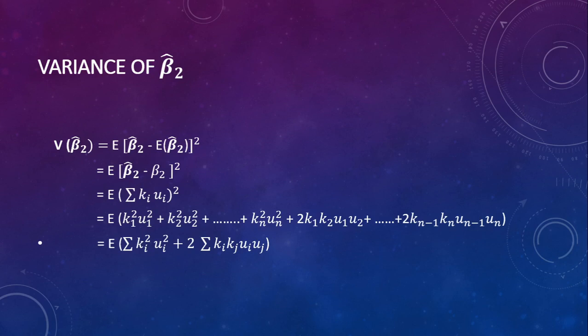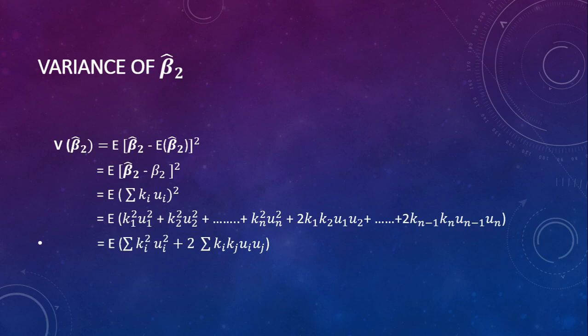And from the last step, we found that beta 2 hat minus beta 2 is equal to sigma ki ui. So we are substituting that here. So variance of beta 2 hat is equal to expected value of sigma ki ui, the whole square. So that means variance of beta 2 hat is equal to expected value of k1 u1 plus k2 u2 plus k3 u3 etc. up to kn un, the whole square.